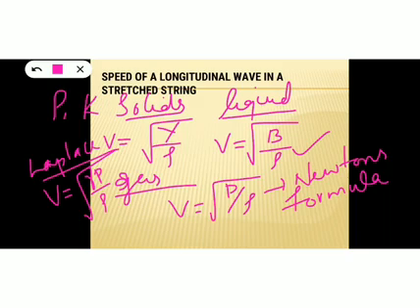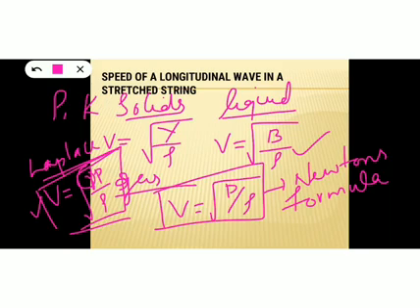That means these compressions and rarefactions are not isothermal processes. These are adiabatic processes. So accordingly, the formula is corrected like this: velocity v equal to square root of gamma P by rho. Only the gamma factor was added to Newton's expression. This formula is known as Laplace's formula, and v is equal to square root of P by rho is known as Newton's formula. So that's about the speed of longitudinal wave in different media.